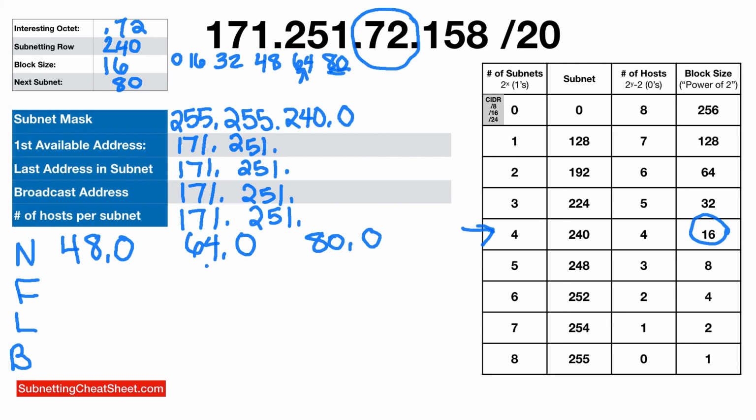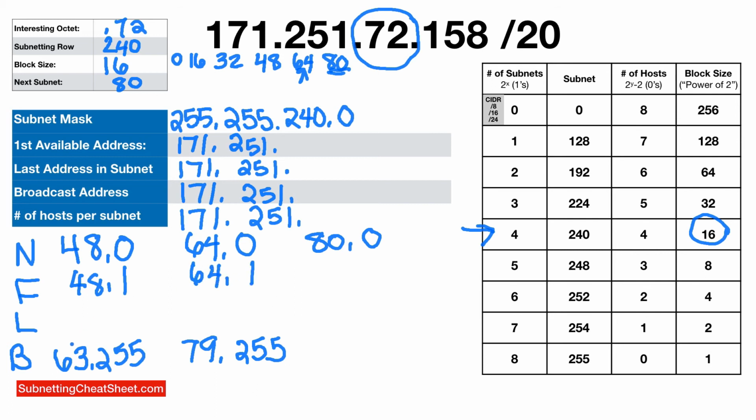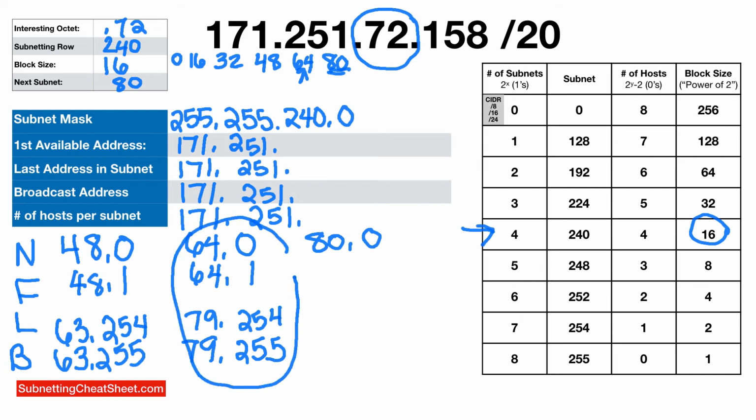Okay, so let's start at the bottom. The broadcast is one less than the next one, so for 64 it's 63.255, and then the bottom of this 80, it's 79.255. Okay, and for the first, it's one more than the network, so 48.0 is 48.1. And one more than this is 64.1. Okay, and one less than the broadcast is 63.254. And one less is 79.254. And we said 72 is in this one, so this is where we'll get our answers from.